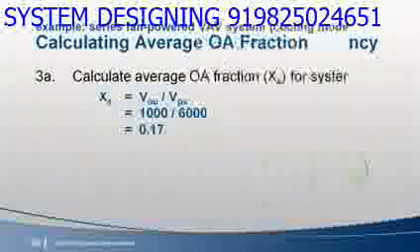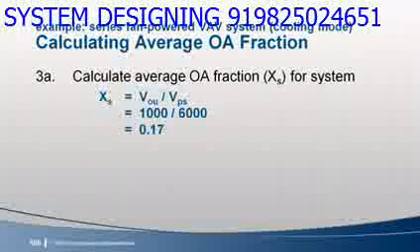Now to calculate X sub S in step 3A, we need to know the total system primary airflow. Like in the previous example, load calculation software calculated the design primary airflow, or block airflow, of the system to be 6,000 CFM. So the average outdoor air intake fraction for this system is equal to the uncorrected intake, which we calculated to be 1,000 CFM, divided by the total primary airflow for the system, which is 6,000 CFM. So X sub S is equal to 0.17.